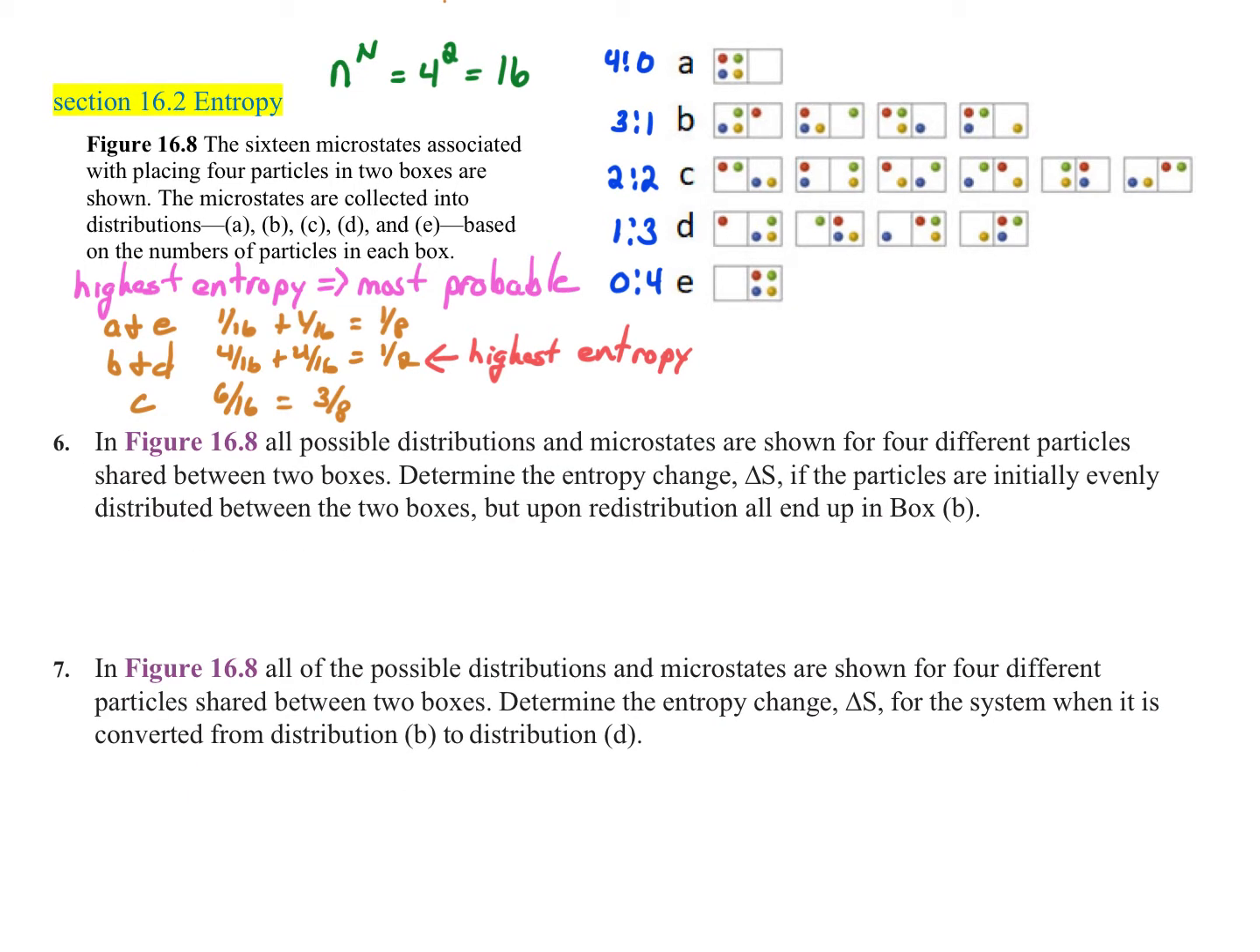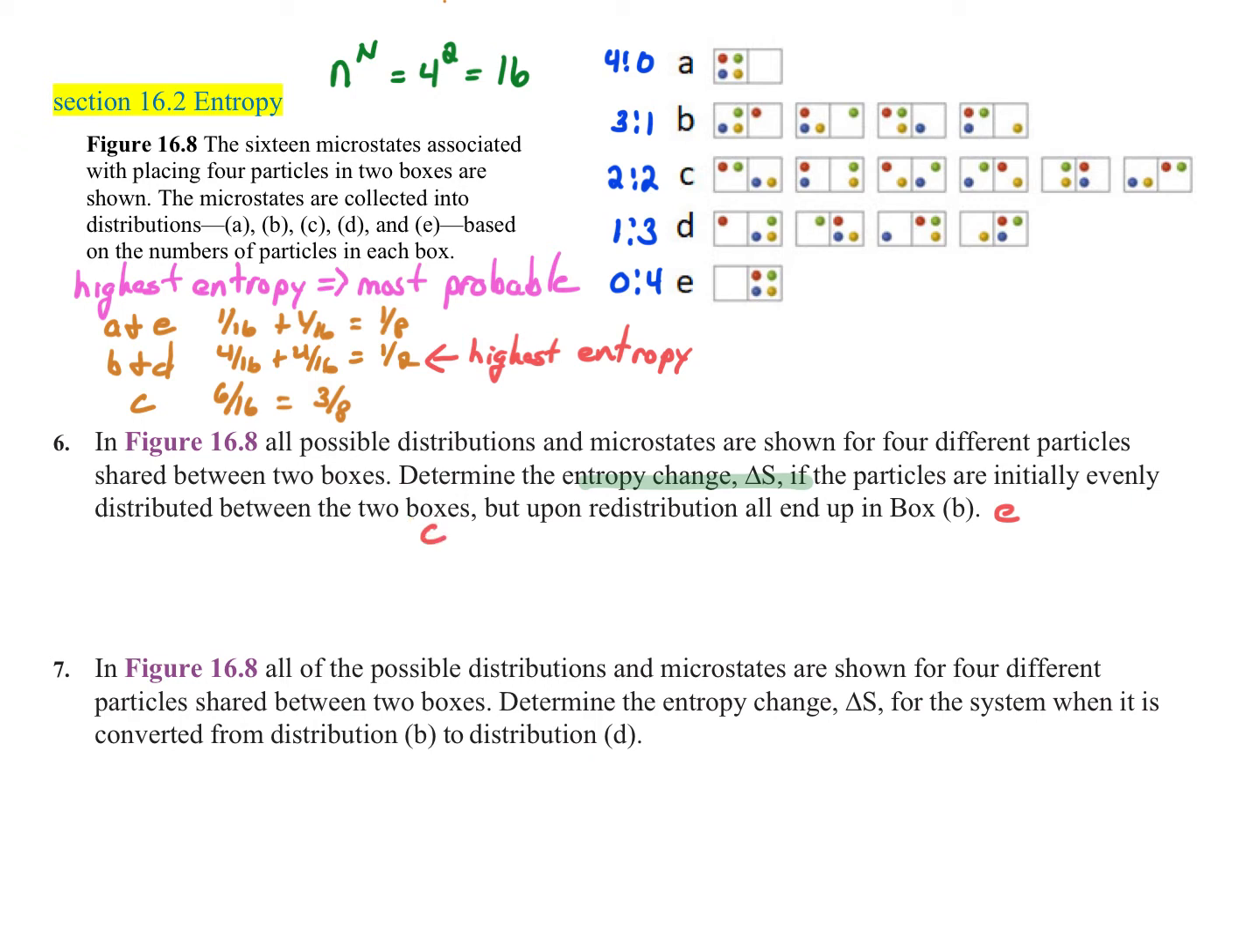So let's look at this question. We're asked to determine the entropy change if the starting situation was that they were evenly distributed between the 2 boxes, which corresponds to situation C, but on redistribution ended up in box B, which would correspond to distribution C.